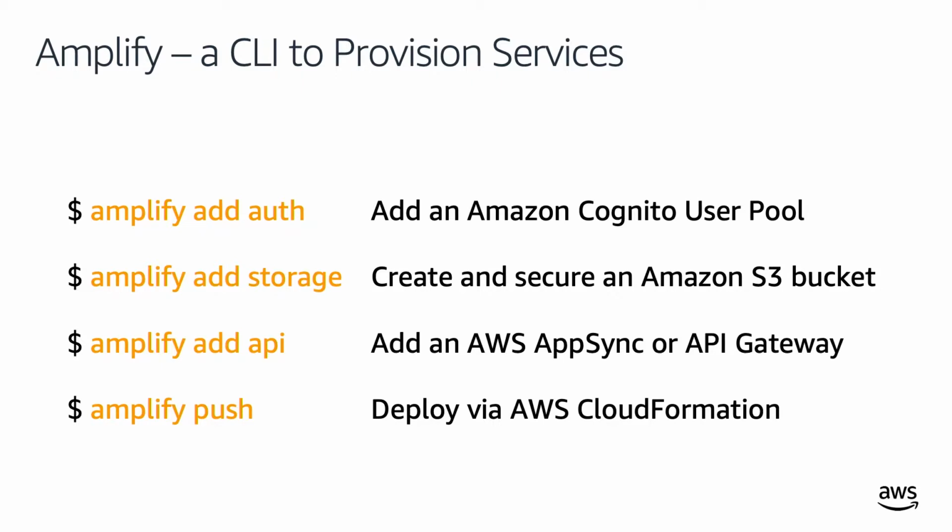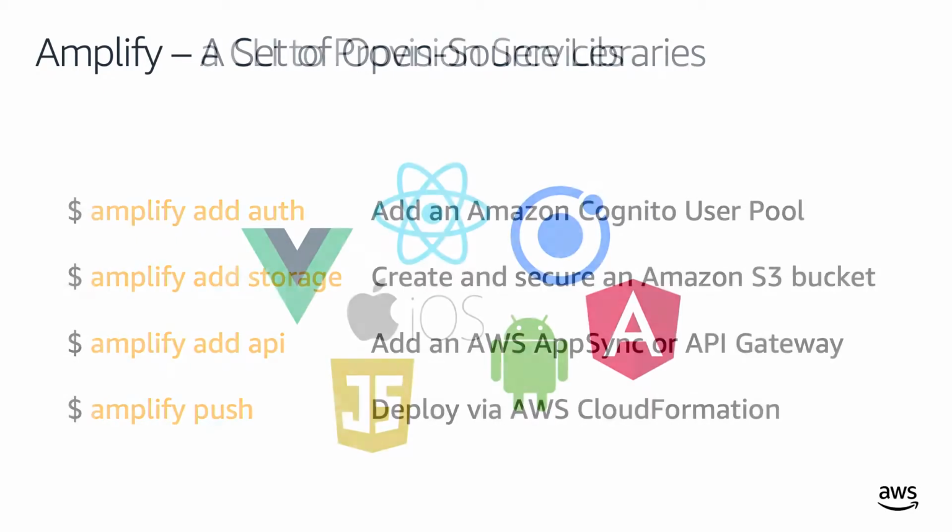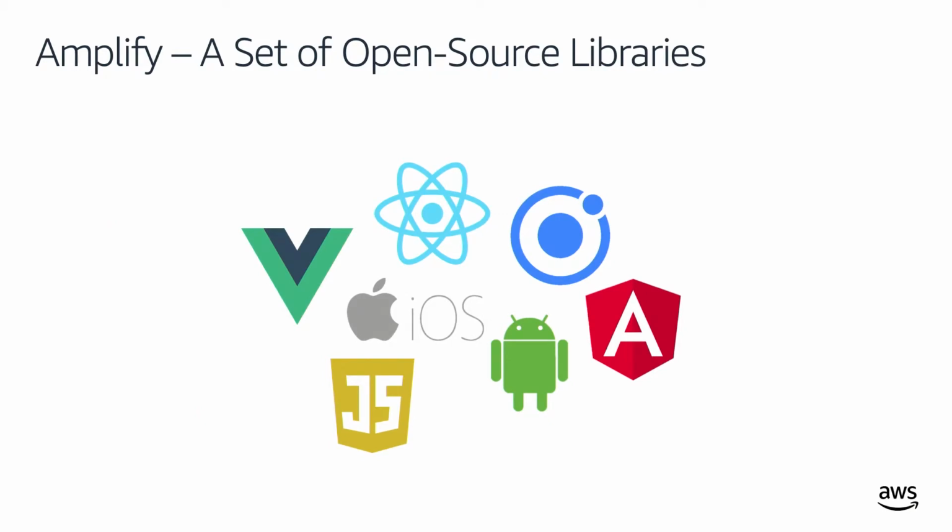If you don't know what is a CloudFormation template, it's a JSON file or a YAML file that allows you to describe your infrastructure in the cloud and to automatically generate that infrastructure for you. So Amplify generates the CloudFormation templates and deploys these CloudFormation templates for you in the cloud. So a CLI, a command line interface that you can use from Linux, from Mac, from Windows, and a set of libraries to include inside your mobile application or your front-end application.